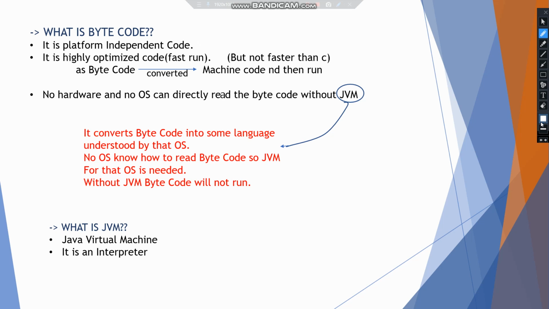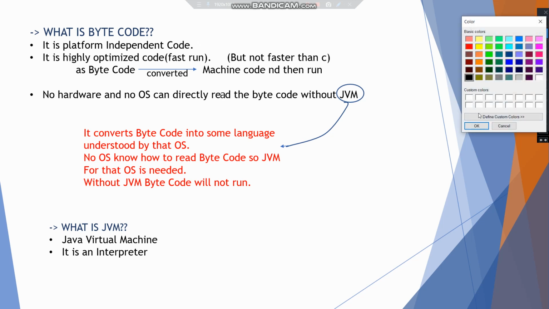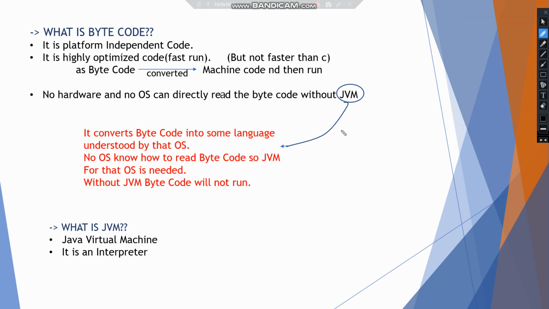So for example, suppose JVM converts the bytecode. Here I have my bytecode. This bytecode is converted into some language that is understood by that OS. Suppose I am using the Windows operating system, then that JVM will convert this bytecode into the language that is understood by Windows.